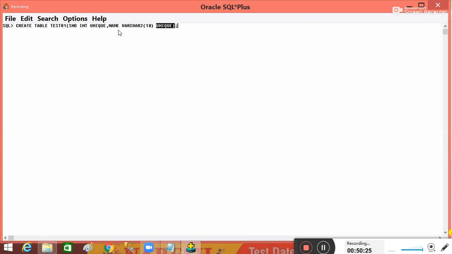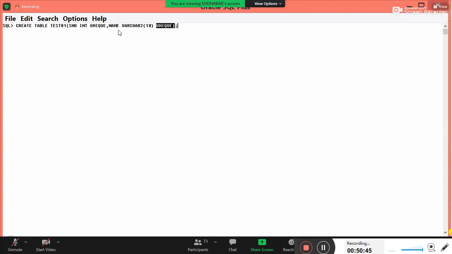Okay, now. So like this, you can apply your unique constraint on individual columns, any number of columns. Any number of columns means your table accepts a maximum of 1000 columns, maximum 1000 columns in a table. So 1000 constraints we can apply. So this is column level.